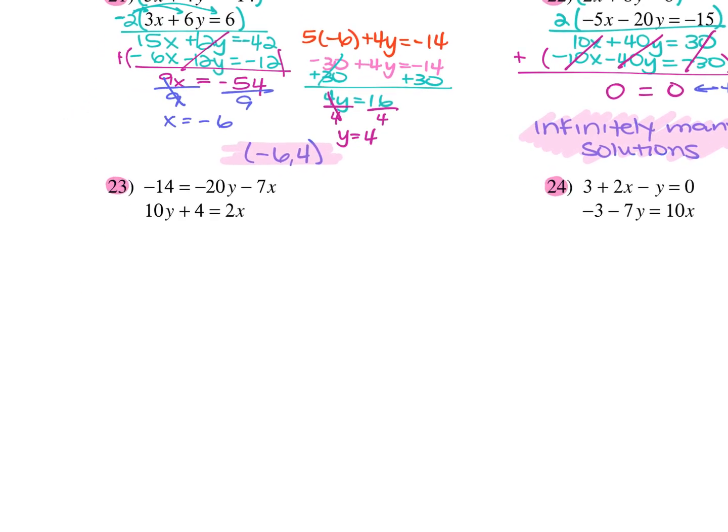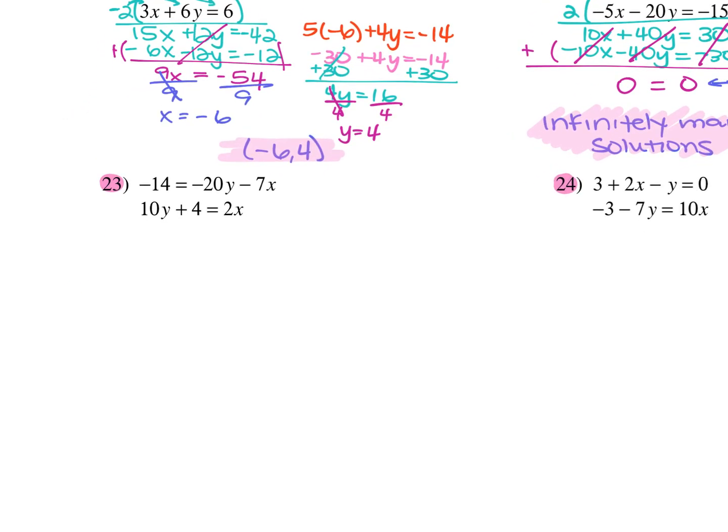For 23, you have negative 14 is equal to negative 20y minus 7x, as well as 10y plus 4 is equal to 2x. If I were you, I would move the 10y over on this one, on that bottom equation. So that way you have negative 14 is equal to negative 20y minus 7x, as well as 4 is equal to negative 10y plus 2x. From here, what do you want to multiply by in order to cancel out one of your variables?